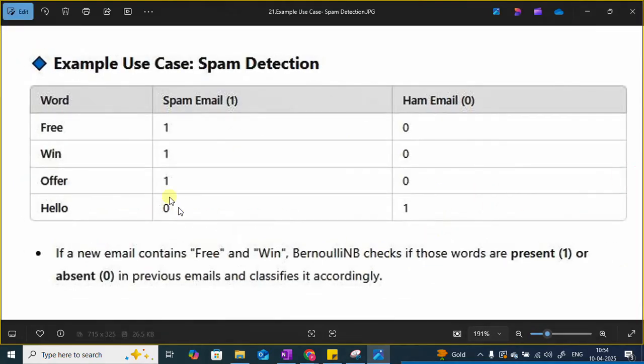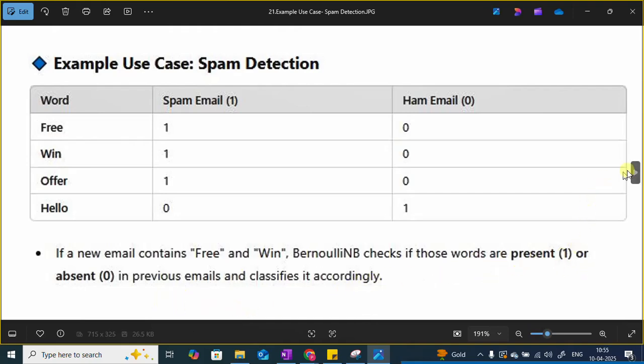For example, take four words: free, win, offer, hello. If the word free is present, I put one for a spam email. Win present, yes. Offer present, yes. Hello not present, then zero. Hello is present in another mail, that's a ham mail, so here I put one. So if a new email contains free and win, Bernoulli Naive Bayes checks if those words are present or not. If present, put one. If not present, put zero.